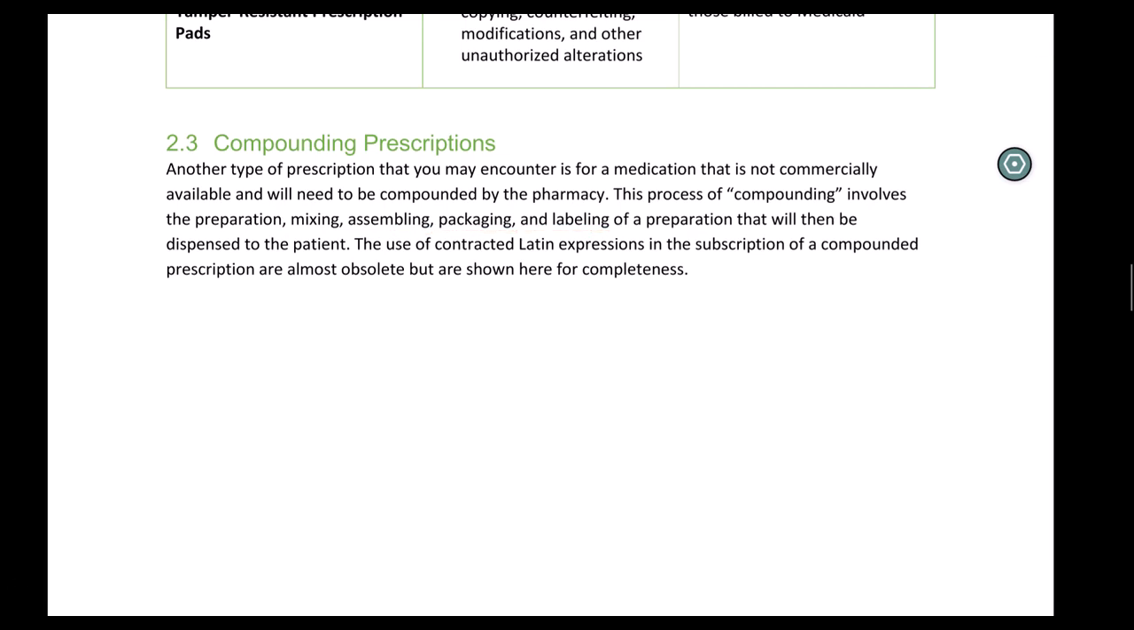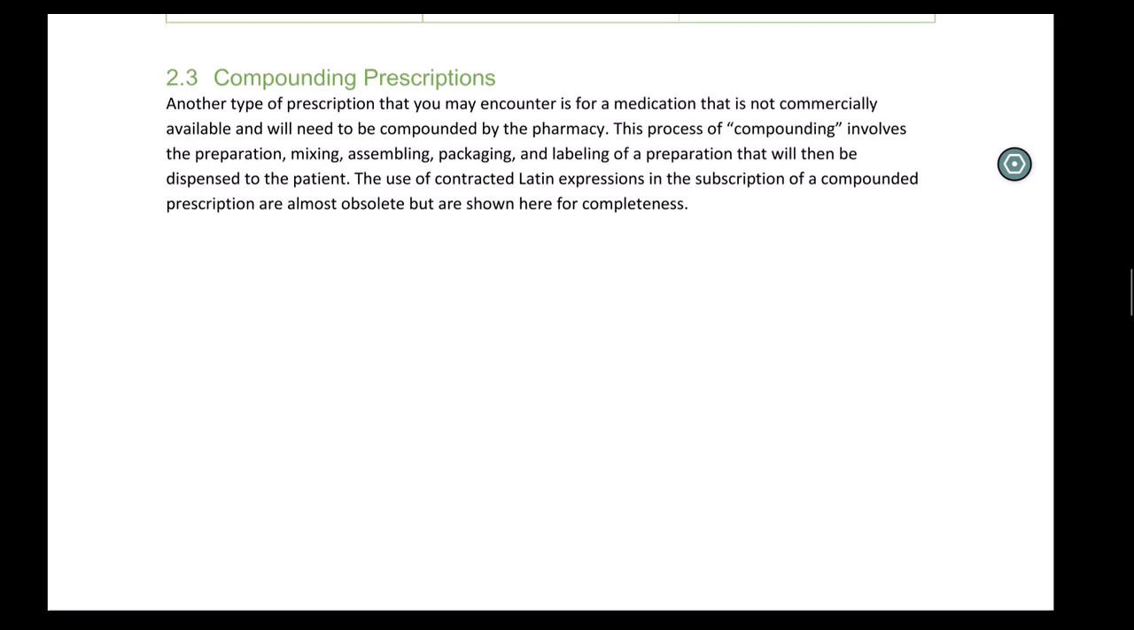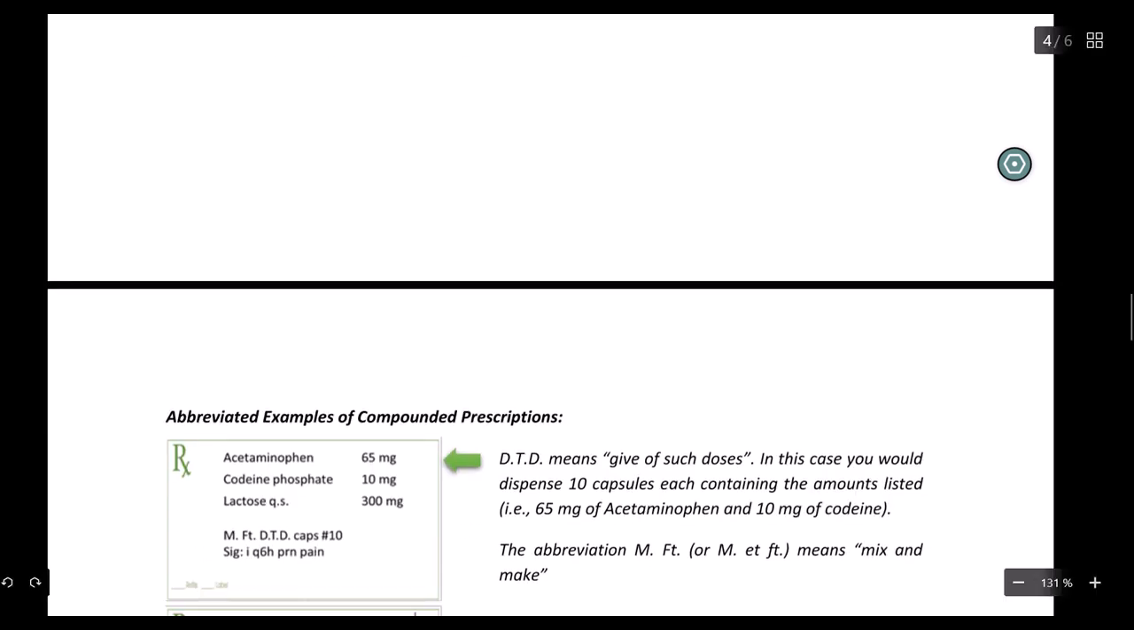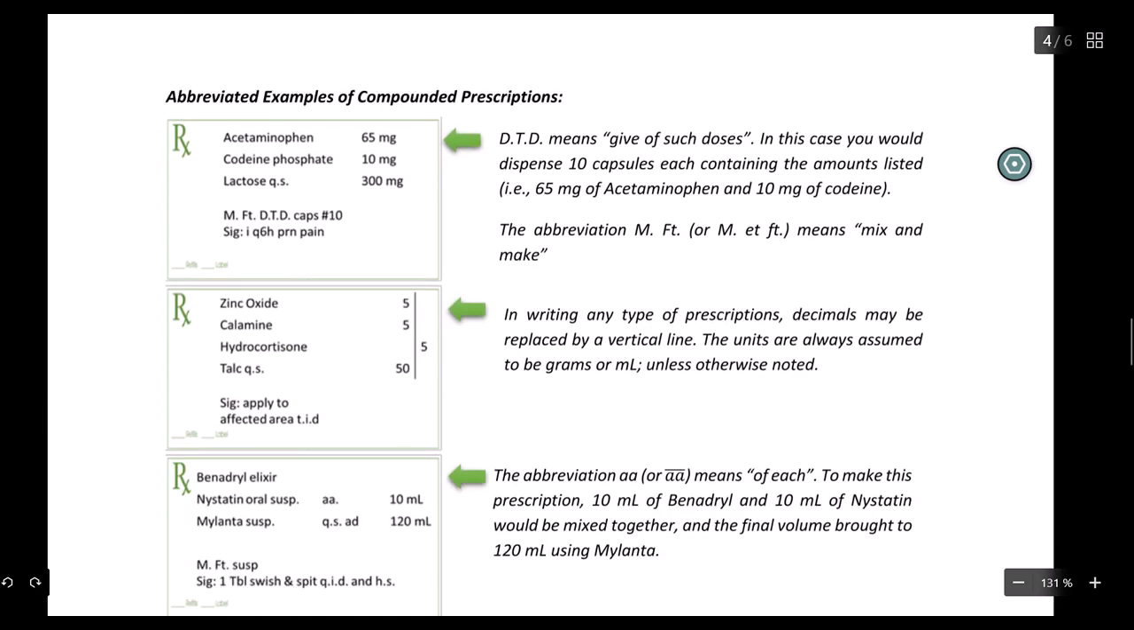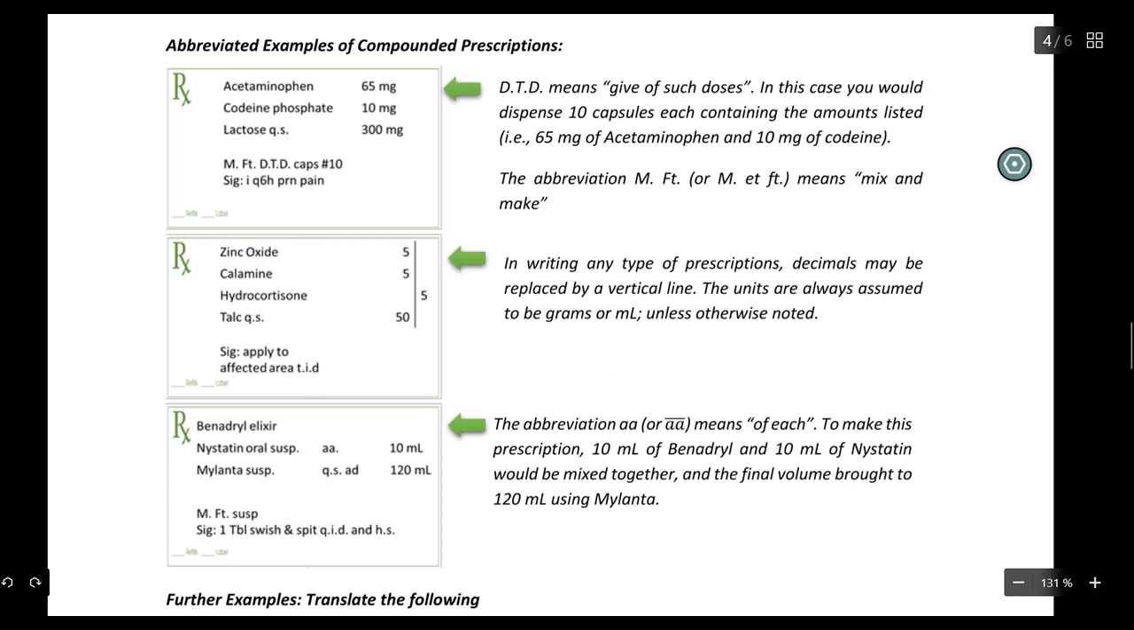There are some Latin abbreviations and some Latin terminology that is used. They are pretty much not common anymore in practice, but you will see some of them, and you might be exposed to them on some exams. So we want to go over the really common ones.